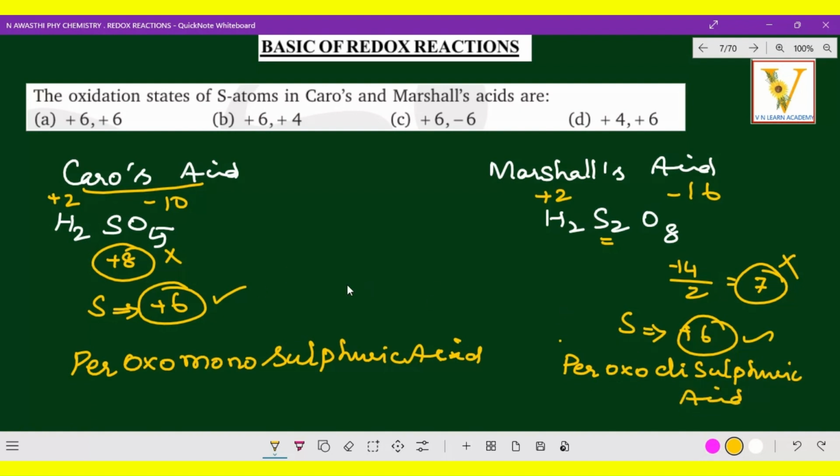Both the sulfur atoms are having plus 6 oxidation state only. And Caro's acid is peroxomonosulfuric acid, and Marshall's acid is peroxodisulfuric acid. I hope you got the clarity about this. Now, which is the correct option? Plus 6 plus 6. So option A is the correct option, plus 6 and plus 6 of both the acids. Come on, let's go to the next question.